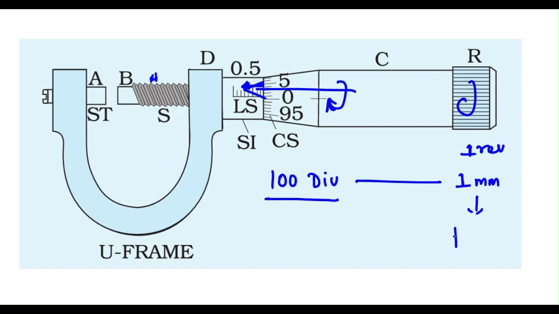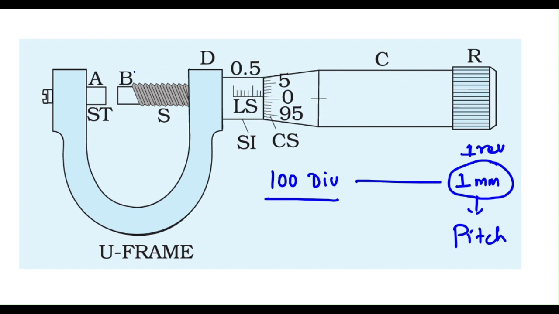This length we call the pitch of this screw gauge. And then if you want to know what is the smallest measurement that this screw gauge can do, you can find out easily from here, because in 100 divisions it can measure 1 millimeter. So in one division on the circular scale, it can measure 1 millimeter divided by 100. So that will be the least count of this screw gauge.